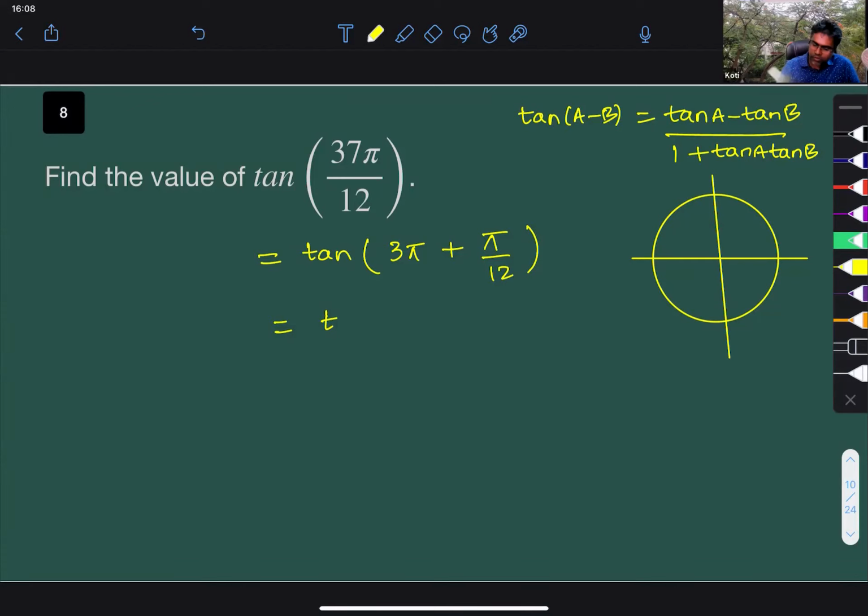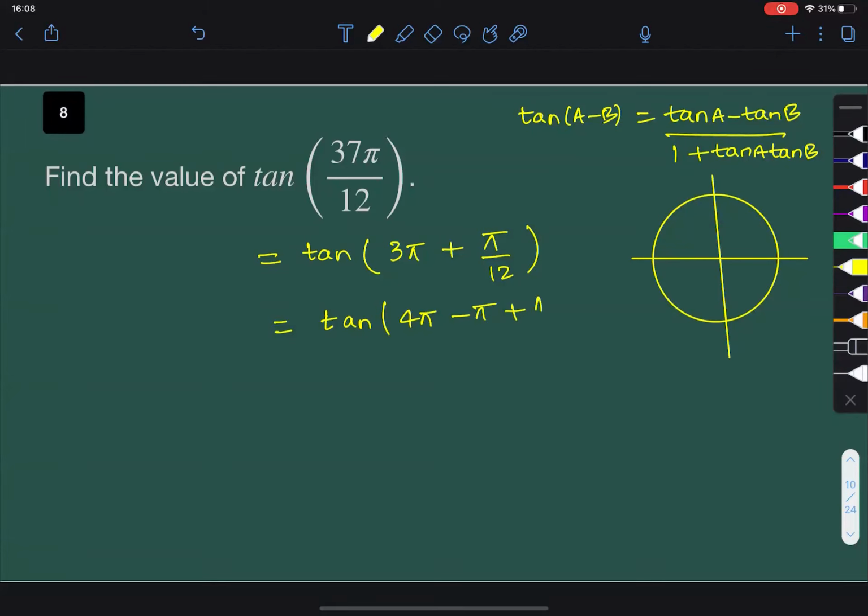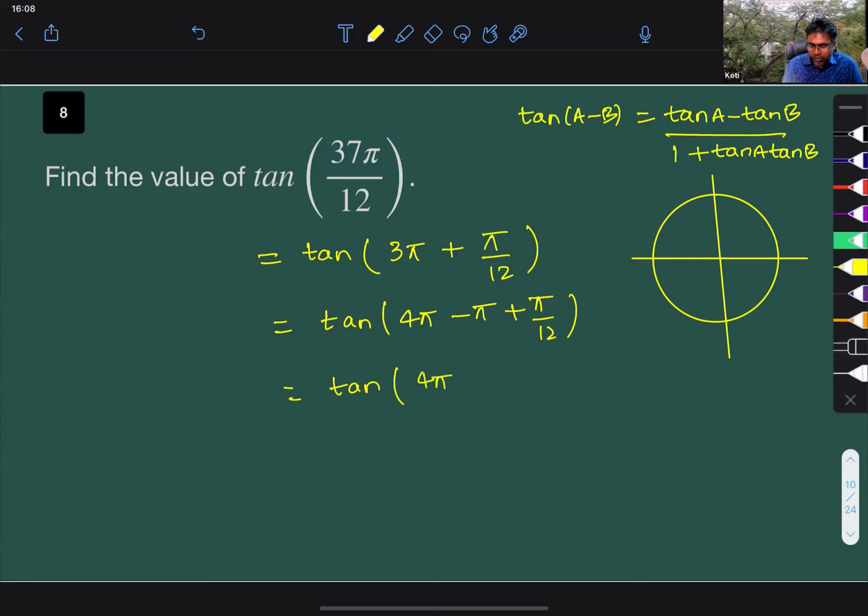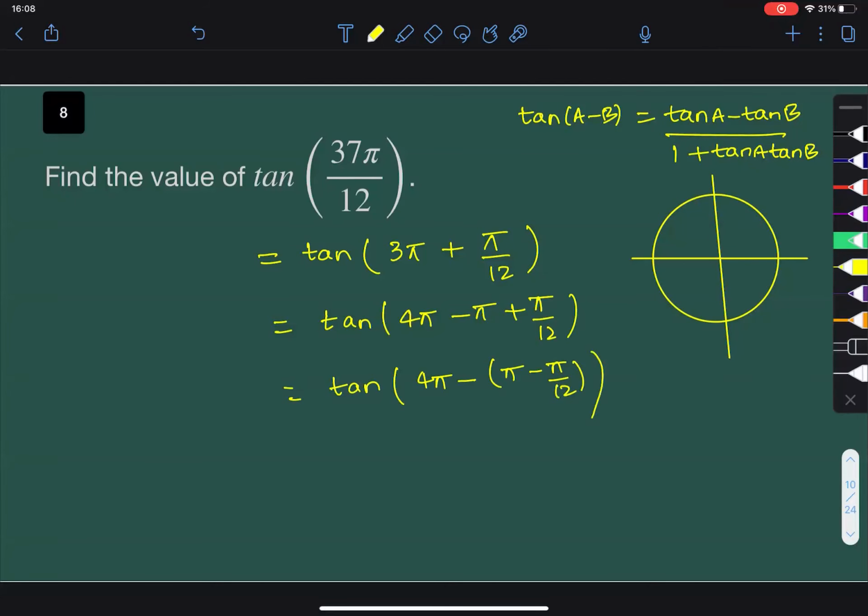But if you don't want to use that, we can do it the way we were doing. If I write it as a multiple of 2 pi, that would be 4 pi minus pi plus pi by 12. So this I can write as tan of 4 pi minus (pi minus pi by 12), right? Yes, sir, you can write it that way.